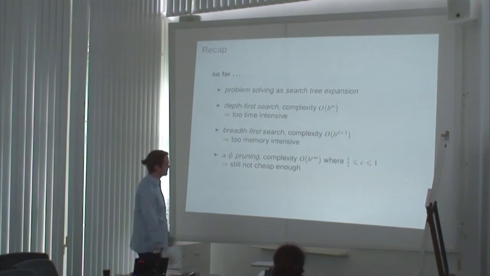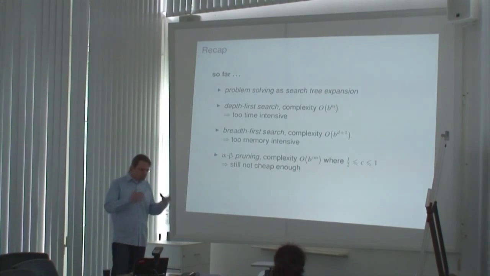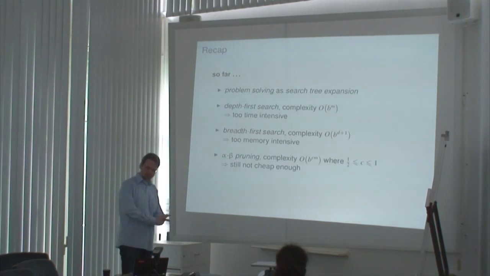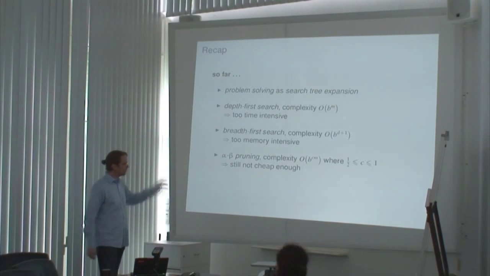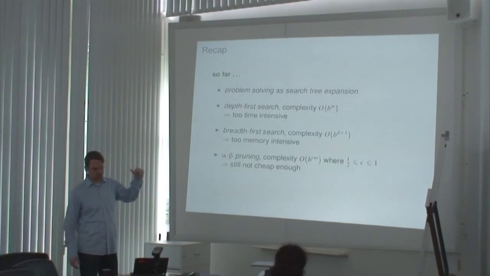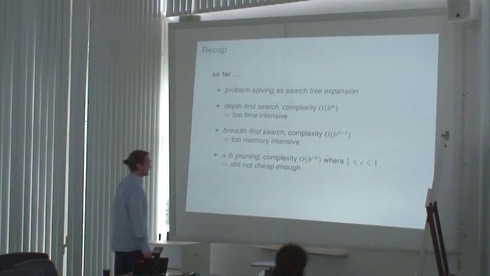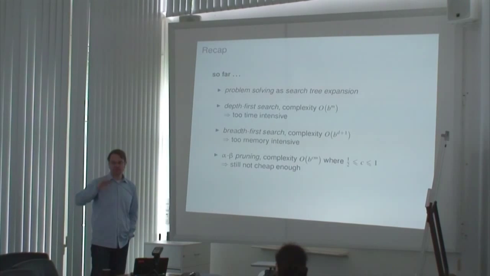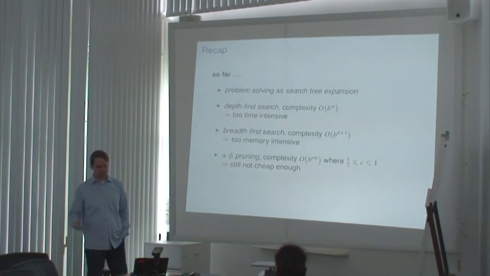Typically, it's larger than 1 over 2. But therefore, if all goes really well, we can use alpha-beta pruning to push down the complexity of depth-first searches to O of b raised to 1 over 2 times m, which is considerably less than b raised to the power of m. And still, this is not cheap enough for many, many practical applications.